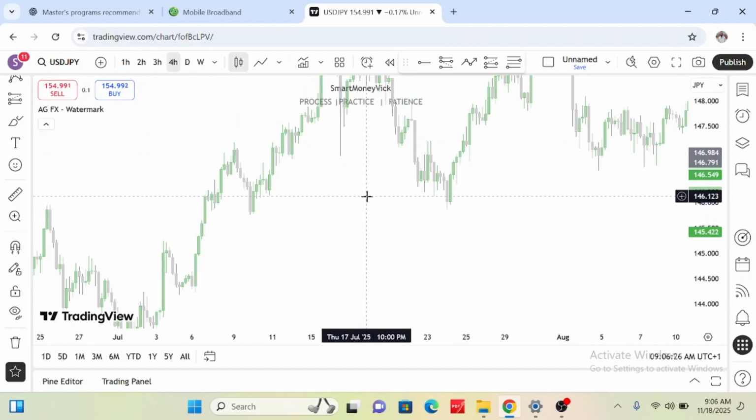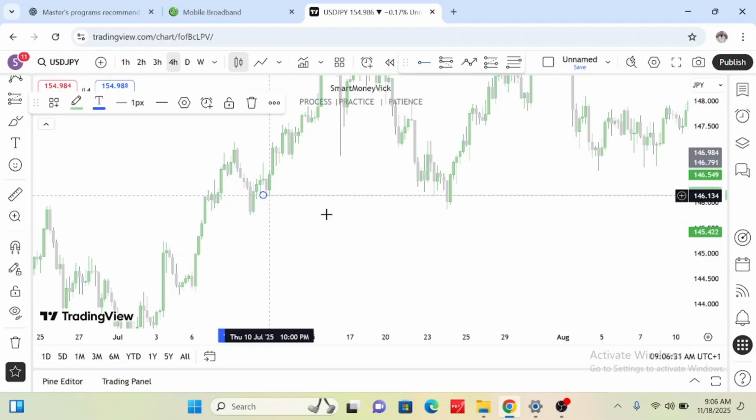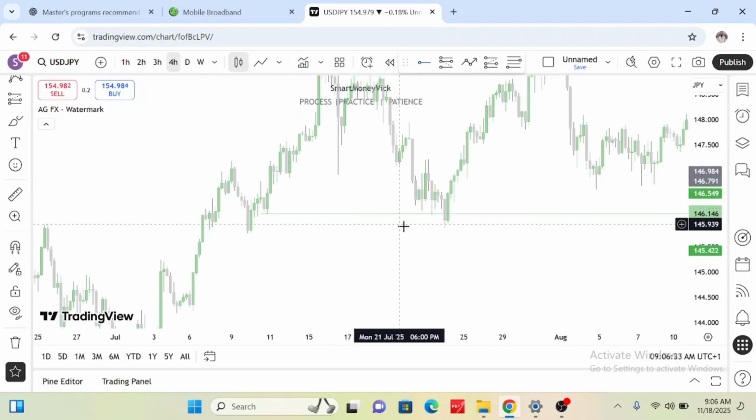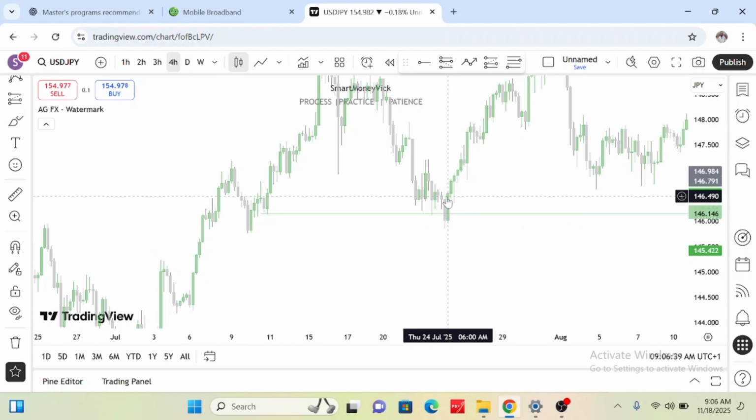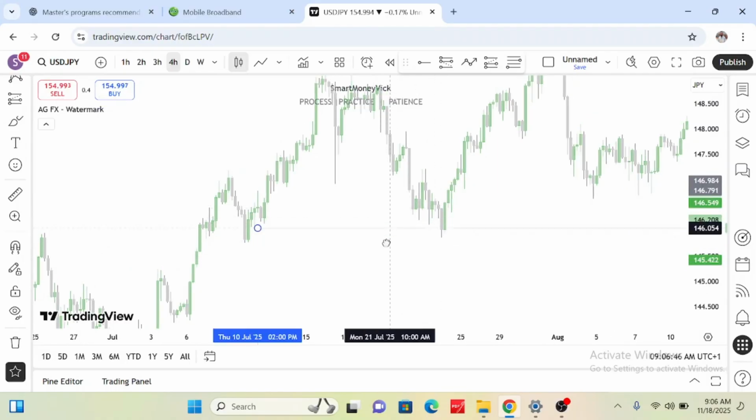Look around here once again. Okay, from what I told you about sweep and break, this guy right here is a simple example of a break of structure. Can you see how this simple thing here has helped us to avoid this stop loss? Because look at your swing low here.